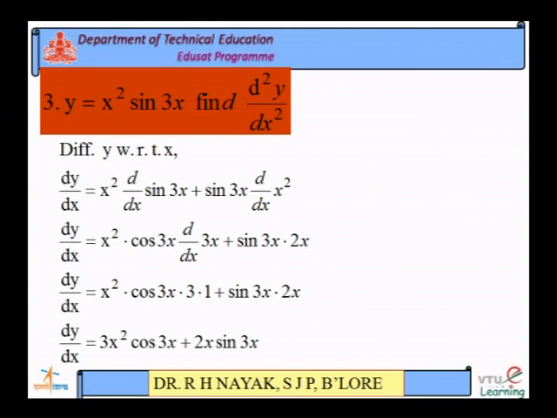You take some other function. If y is equal to x square into sin 3x, you can quote any example, find d square y divided by dx square. What is the function? x square into sin 3x. First we have to get dy by dx. How to get dy by dx? The given function is to be differentiated with respect to x. Differentiate y with respect to x, we get dy by dx.